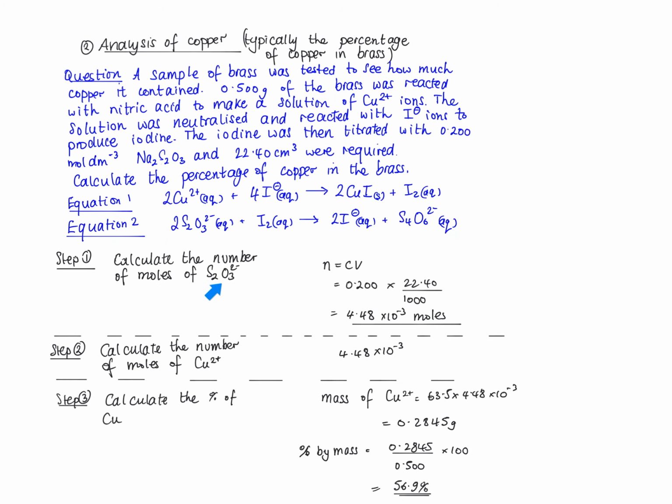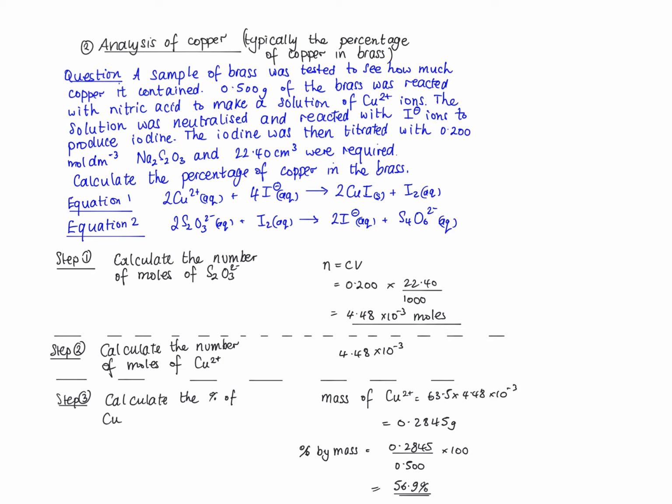Calculate the number of moles of S2O3 2- that reacted. So n equals CV, so the number of moles that reacted is the concentration, which we get from the question, 0.200 moles per dm cubed. Put that in there. And the volume of the thiosulfate that reacted we get from the question, 22.40 centimetres cubed. We divide it by 1,000 to put it into decimetres cubed. So the number of moles of thiosulfate that reacted is 4.48 times 10 to the minus 3 moles.